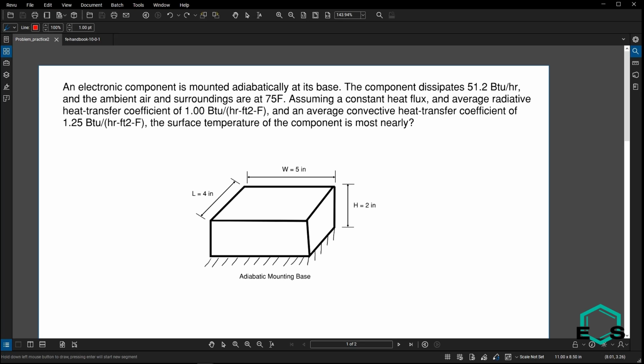An electronic component is mounted adiabatically at its base. The component dissipates 51.2 BTU per hour. Okay, it's losing heat at this rate, and the ambient air and surroundings are at 75 degrees F.